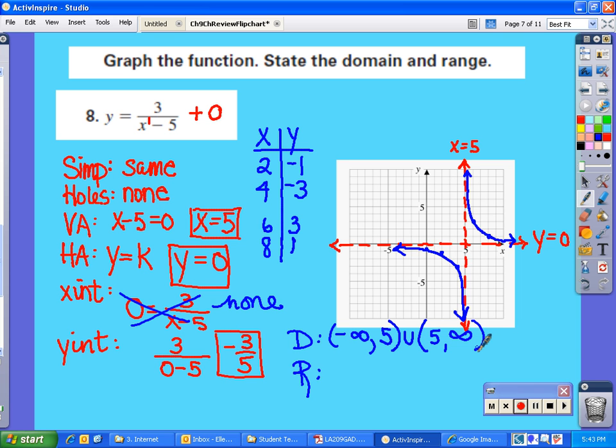The range would be the y values. Of course, this graph starts at negative infinity. At the lowest, it goes all the way up to the asymptote at 0, does not touch 0, so we leave those brackets as open, and starts again at 0 and goes to infinity. There are other ways to write that, but this is probably the preferred for Honors Algebra 2.